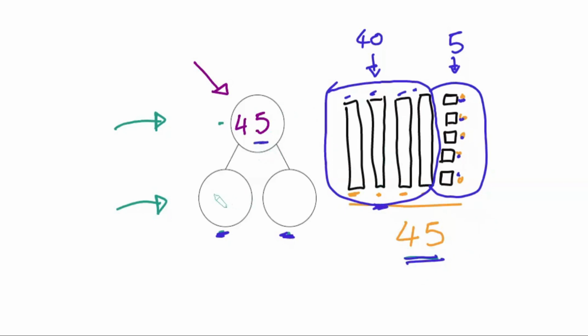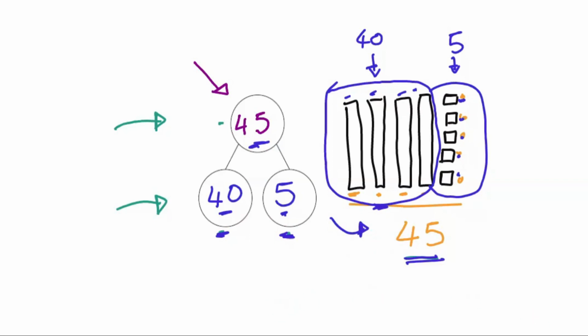So let's fill in our part-whole model. We'll pop our 40 there. And what number goes here? What number are we going to pop in this circle? We're going to pop 5 in there because we've broken number 45, which was our whole number, into 40 and 5, which is equal to or the same as 45.